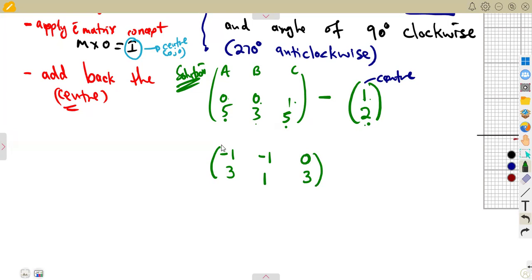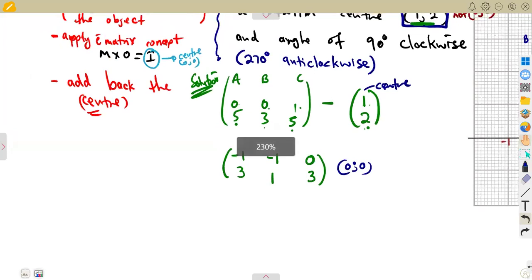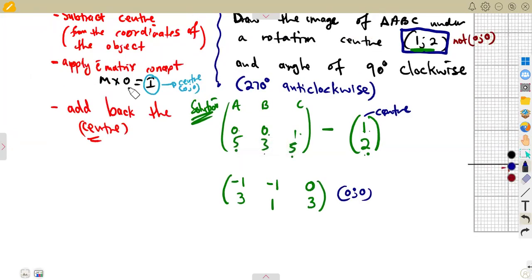So here, we have removed the center, meaning to say these are the coordinates of A, B, C when the center is neutralized to 0, 0. By removing the center, you are reversing to 0, 0 so that you can apply the matrix concept, because this matrix concept can only be used if the center is 0, 0. So now we can use the matrix times object is equal to image. But since we are at 0, 0 now, it means the image that we are going to have is the image when the center is 0, 0.